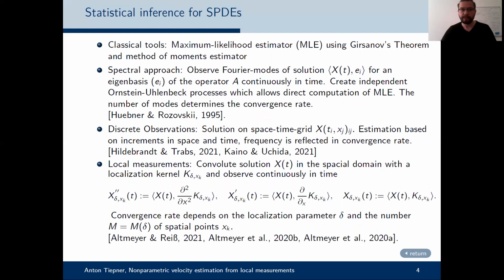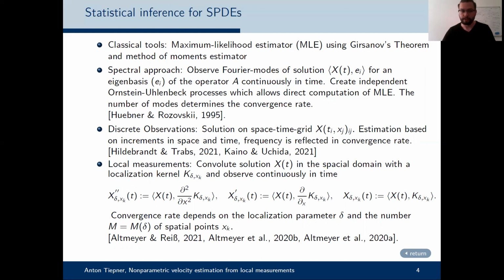What options do we have to do inference? Well, you will all know the maximum likelihood estimator, and for stochastic processes it can normally be constructed by some variation of the Girsanov theorem. Also, method of moments estimators can be useful. For our concrete setup, we have three approaches. First of all, the spectral approach, where we observe continuously in time Fourier modes of the solution for an orthonormal eigenbasis e_i of the operator A. This leads to independent Ornstein-Uhlenbeck processes, whose dynamics are well understood, and we can use them to construct the MLE directly. The number of observed modes determines the convergence rate.